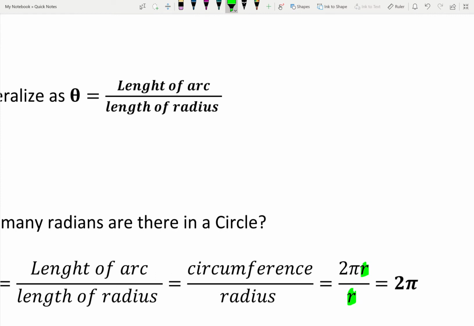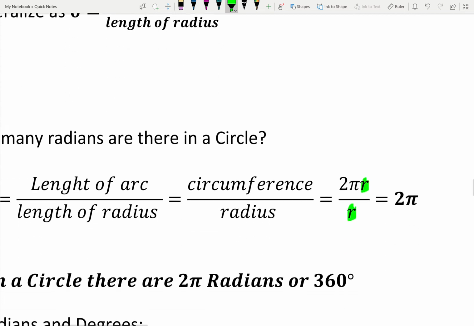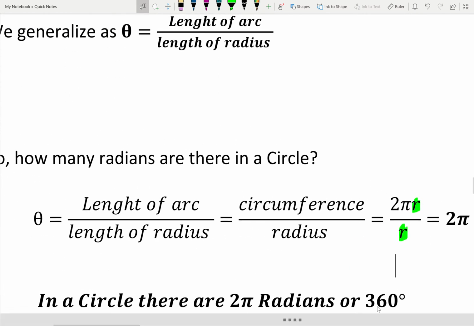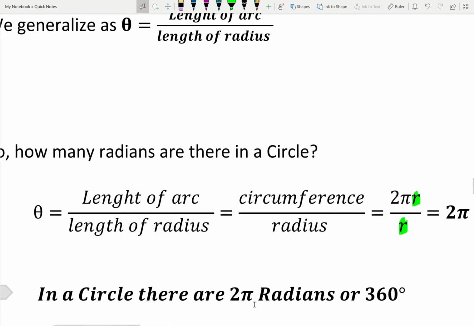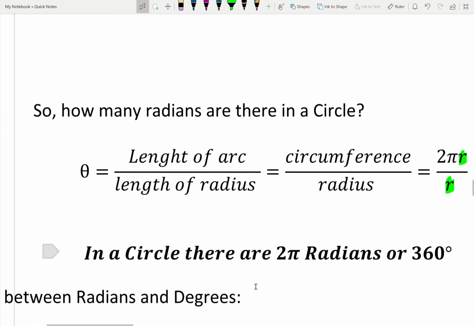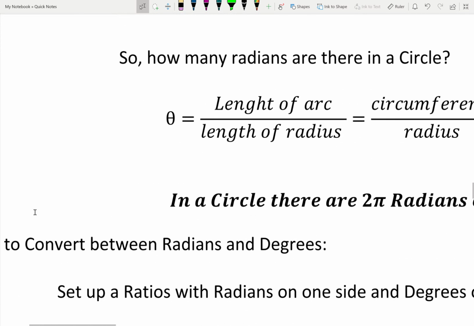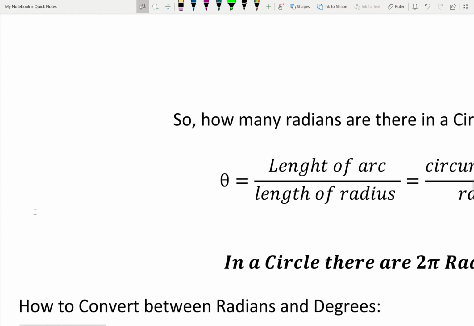That means in my circle, I have 360 degrees, and I have 2 pi radians. So there's an equivalence: 360 degrees is the same as 2 pi radians. So that's good, we have a relationship. We know there are 360 degrees in a circle, and that's equivalent to 2 pi radians in a circle. But how do we convert between radians and degrees?